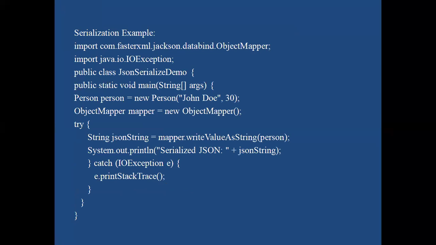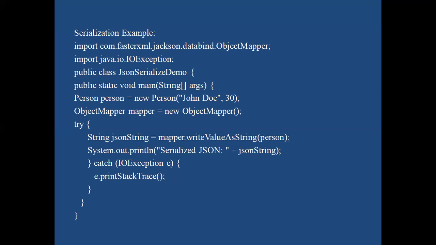For the first example, we can see the serialization example. Import the package names. Here, the ObjectMapper class is used. Then IOException: if any error is there, we use the IOException class for throwing. Then public class JsonSerializeDemo is the name of the class. Then public static void main(String[] args). First, we have to create the object. Converting an object to JSON format is nothing but serialization.